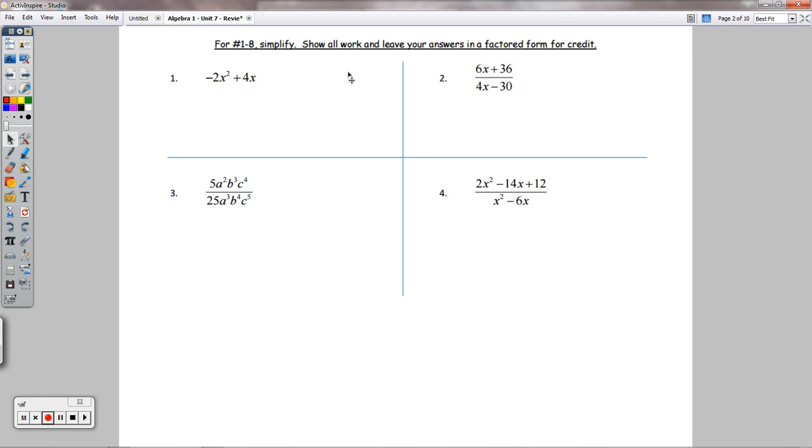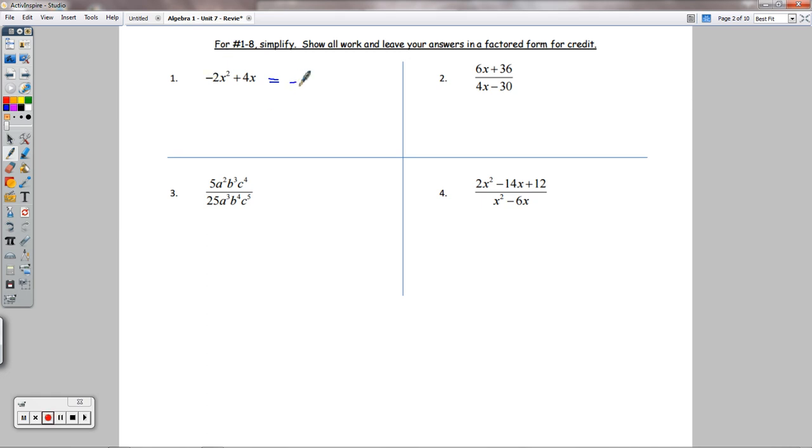The directions say for 1 through 8, simplify, show all work and leave your answers in a factored form for credit. So this, number 1, we can't really simplify anything here, but we can change that to a factored form. For the sake of my class at least, we're always going to factor out a negative if the highest power term has a negative with it.